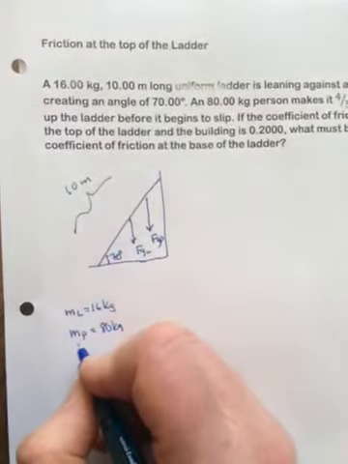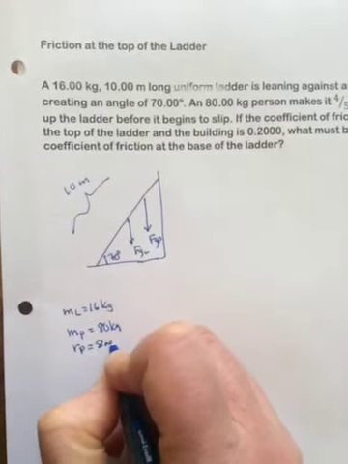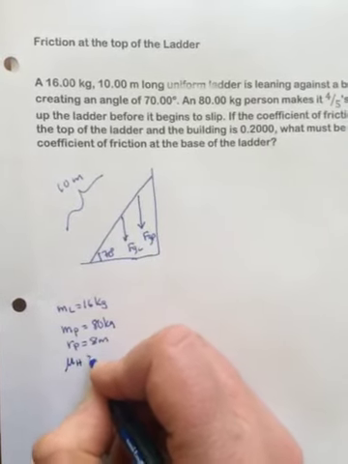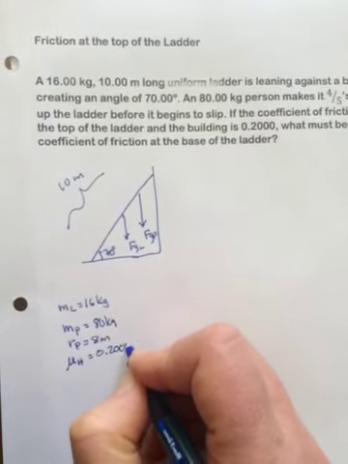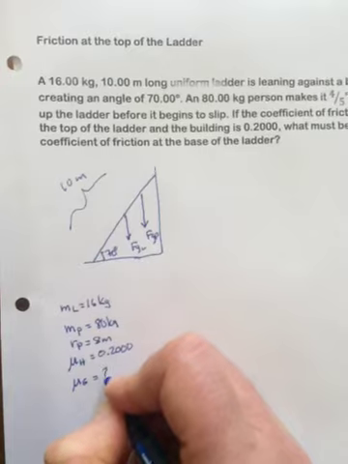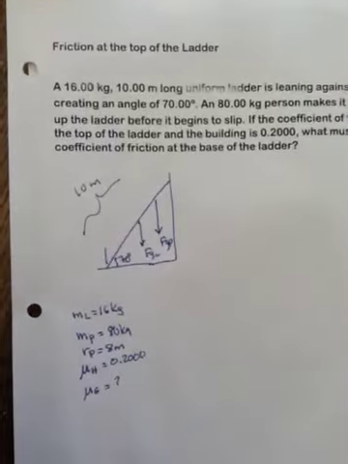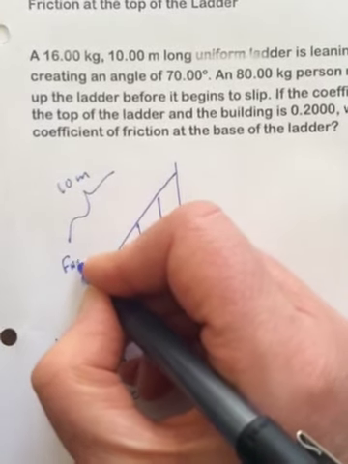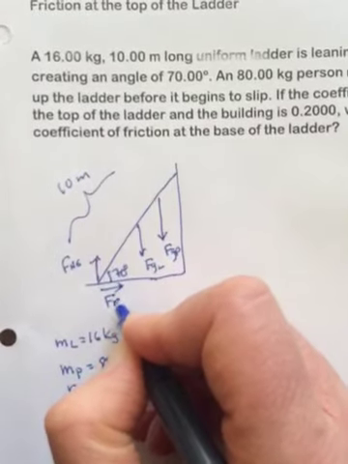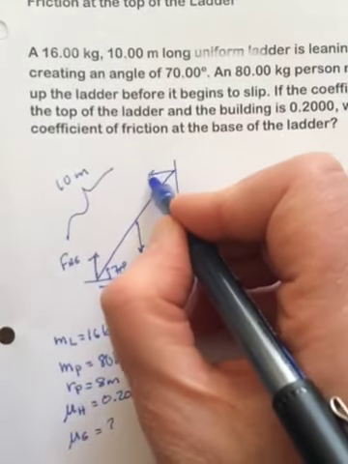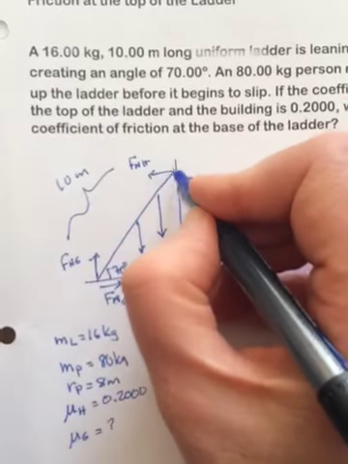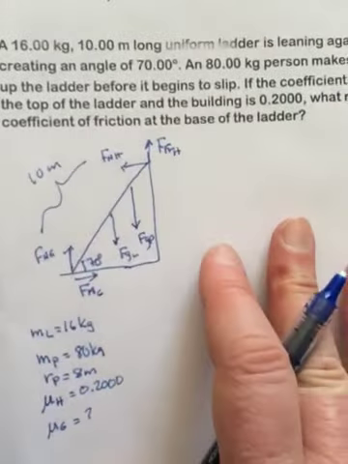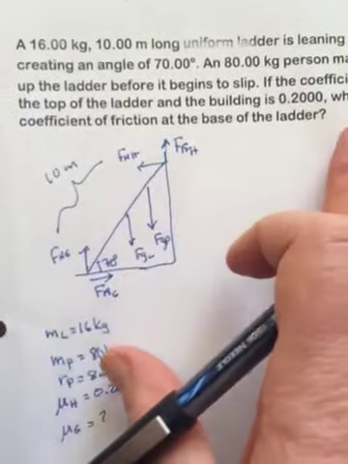Okay, so we have our r of the person is 8 meters, 4/5 of 10, and the coefficient of friction at the top, with the house, is 0.2. And you're looking for the coefficient at the ground. Now I'm going to make it bigger now that you saw the question. So we have down here F normal of the ground and F friction of the ground. And up here we have F normal of the house, and this will be friction of the house. And it will act up because if the ladder were to slip, it would slip downward.